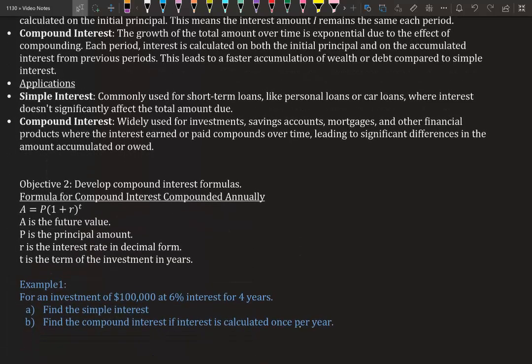Simple interest, commonly used for short-term loans like personal loans, car loans. It doesn't significantly affect the total amount due. Compound interest, widely used for investments, savings accounts, mortgages, and other financial products where the interest earned compounds over time, leading to significant increases in the amount accumulated or owed.